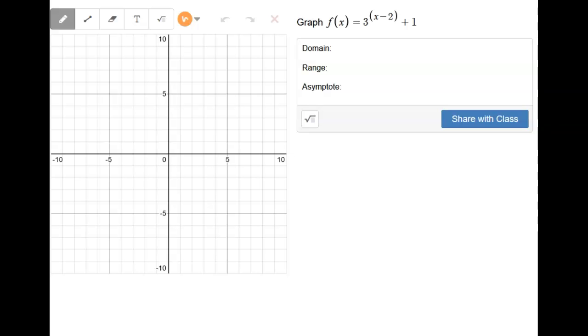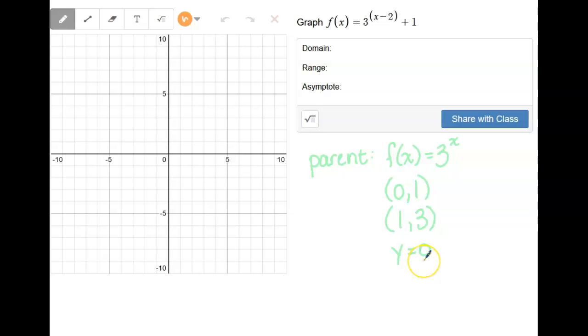Okay, so let's try graphing this one. So start with the parent graph. We know that the parent graph is going to be 3 to the power of x. So we don't have all of this stuff yet. So this is our parent graph. We know that this parent graph is going to go through 0, 1. We know that it's going to go through one base. Our base is 3 this time. And we know that the asymptote is going to be at y equals 0.